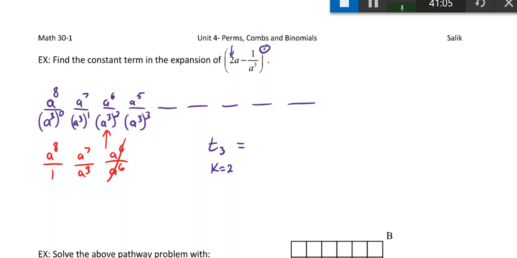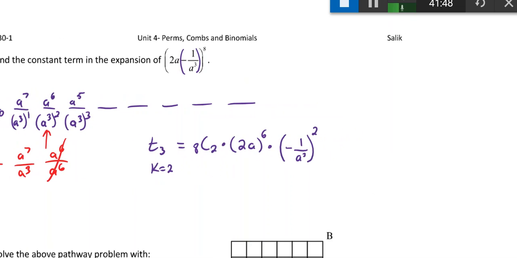And then, so this is going to be 8C2, right? It's going to be n, c, k, times, and then our x value here was 2a. So that's going to be 2a to the power of, and then it was 8 minus 2, so 6. And then times, and then the second part here is all of this. It's everything, right? So it's like the negative included. So negative 1 over a to the 3 to the power of, and then just k, so 2.